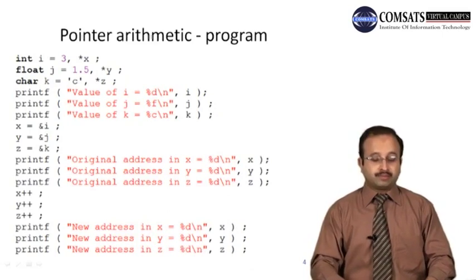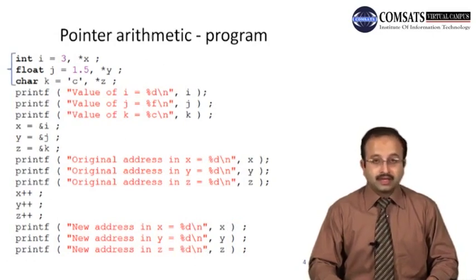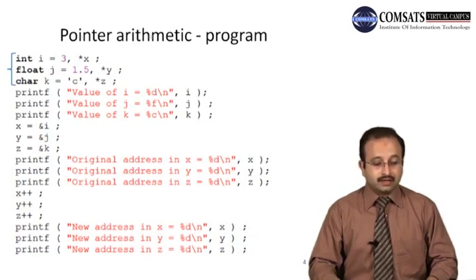Let's come to the pointer arithmetic program. So this is a program that uses some basics of pointer arithmetic. The first three statements are declaration statements, where we are declaring and initializing some variables. The first statement declares an integer variable I and an integer type pointer x. In the second statement, we are declaring a float type variable j and assigning it the value 1.5, and a float type pointer y. And in the third statement we are declaring a character variable k, assigning it a character constant c, and declaring a character pointer z.